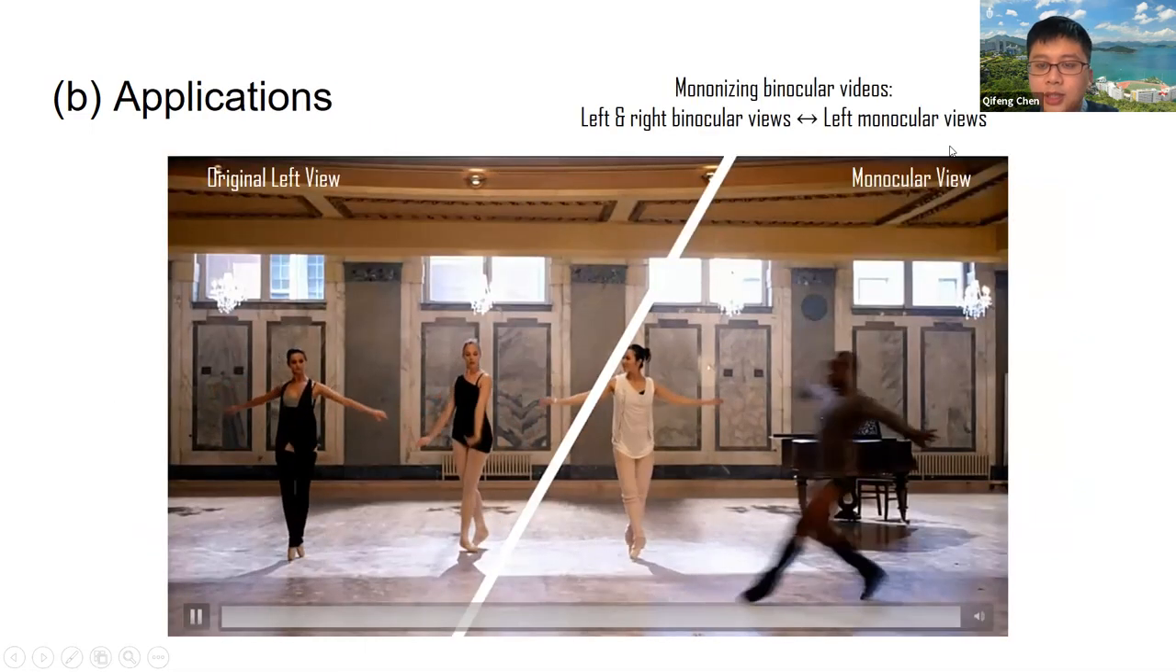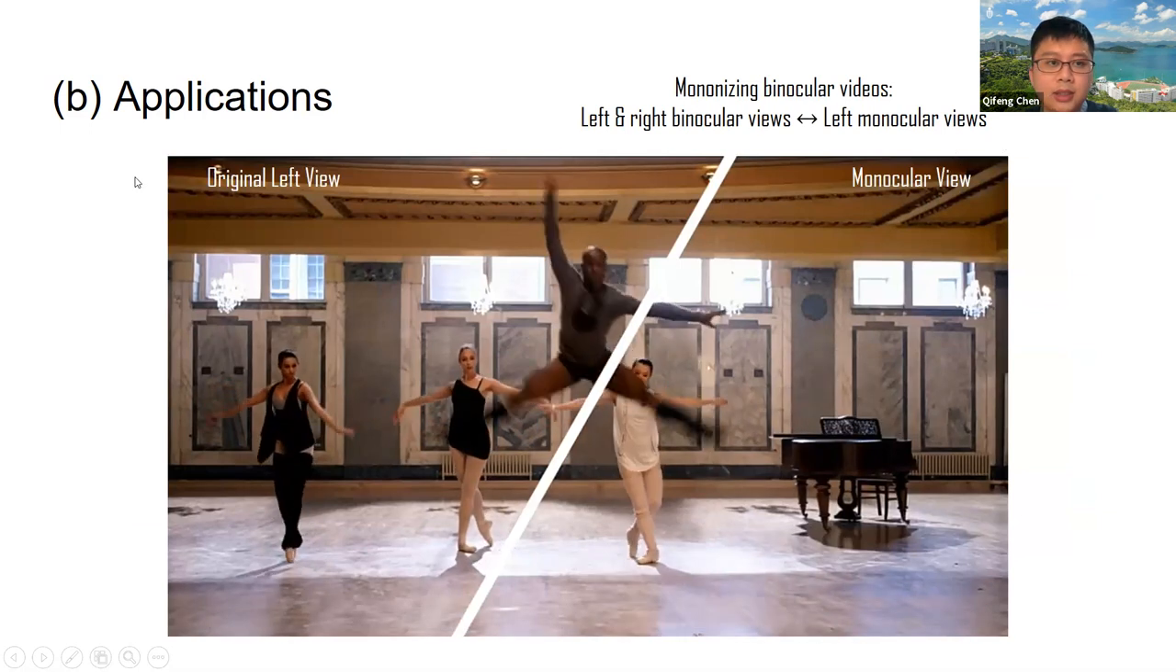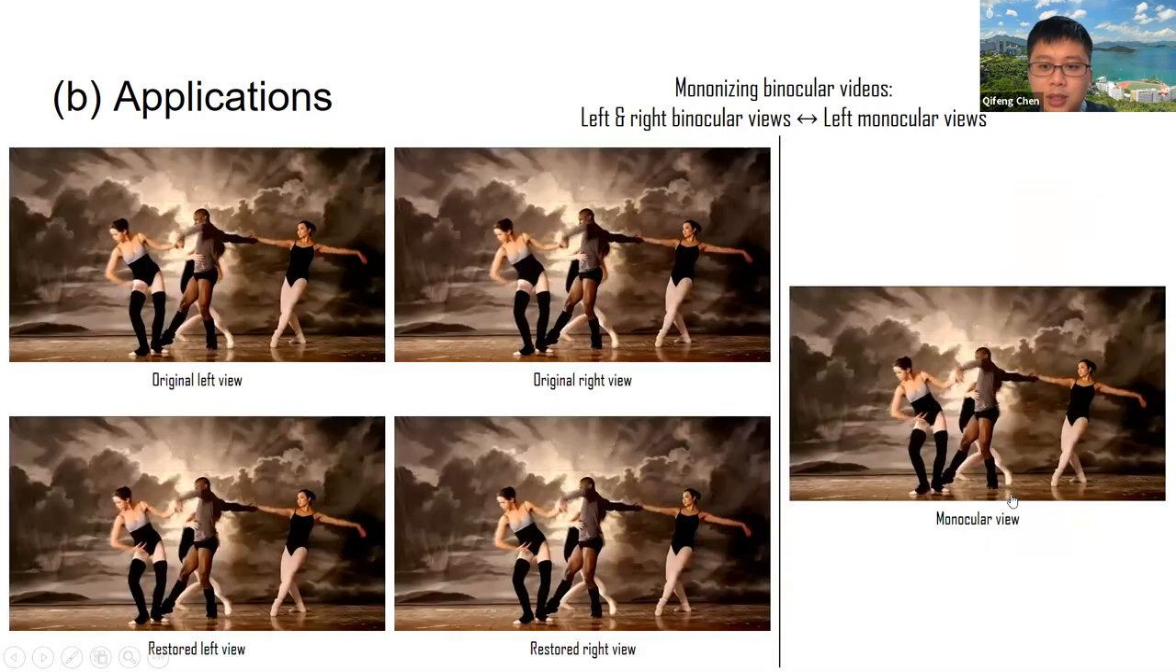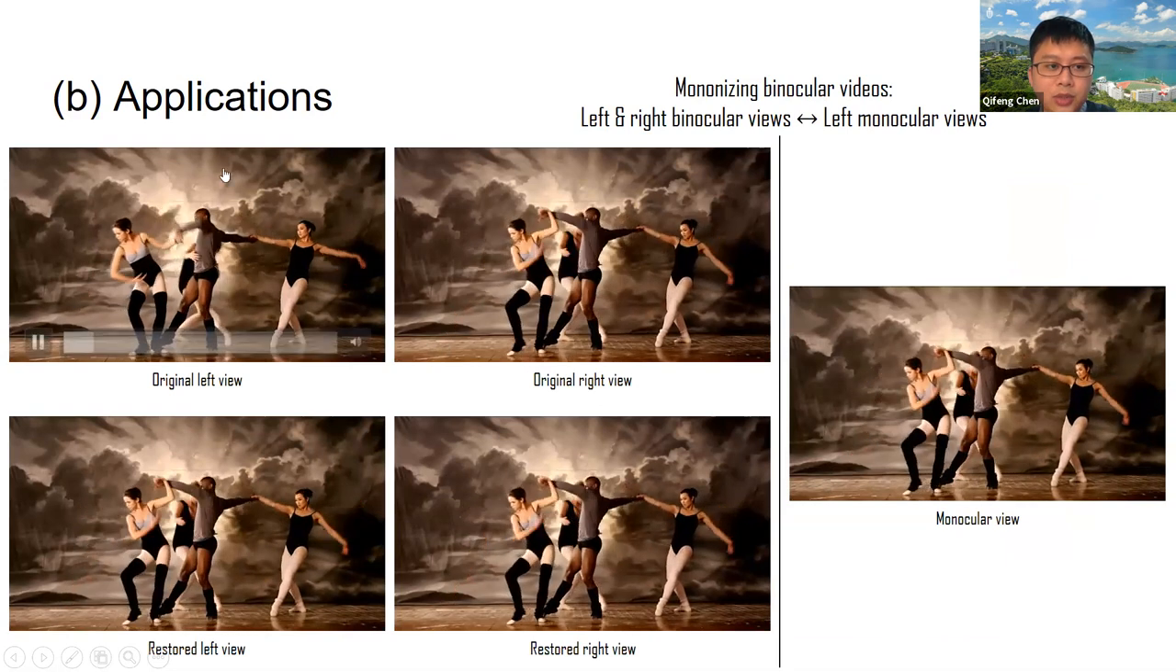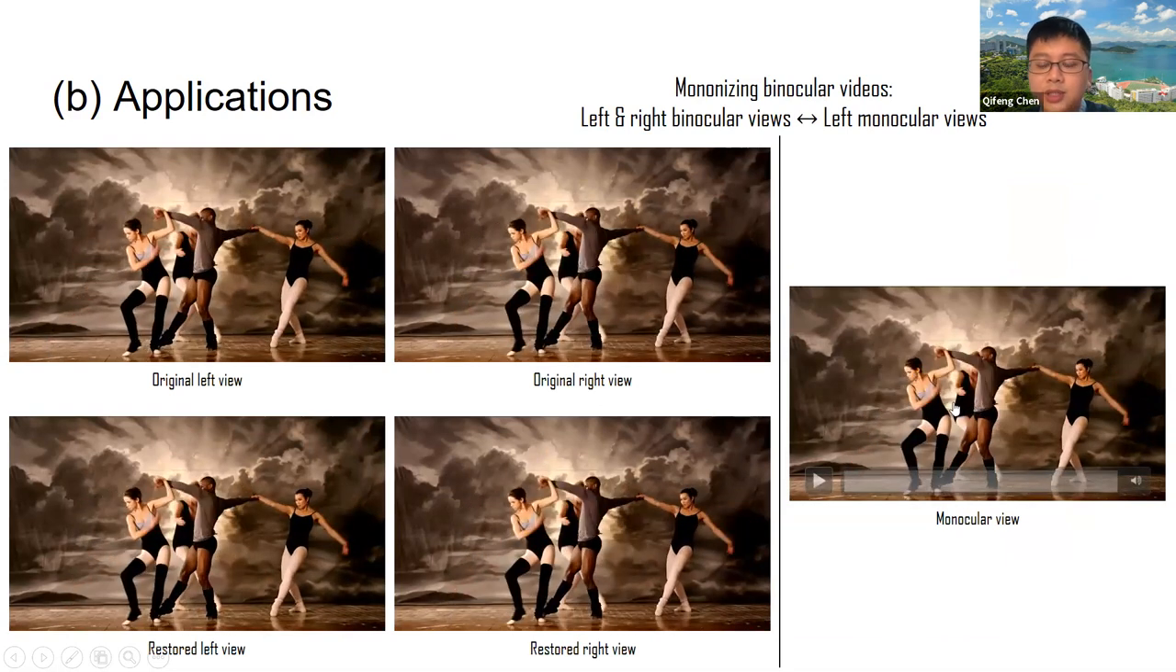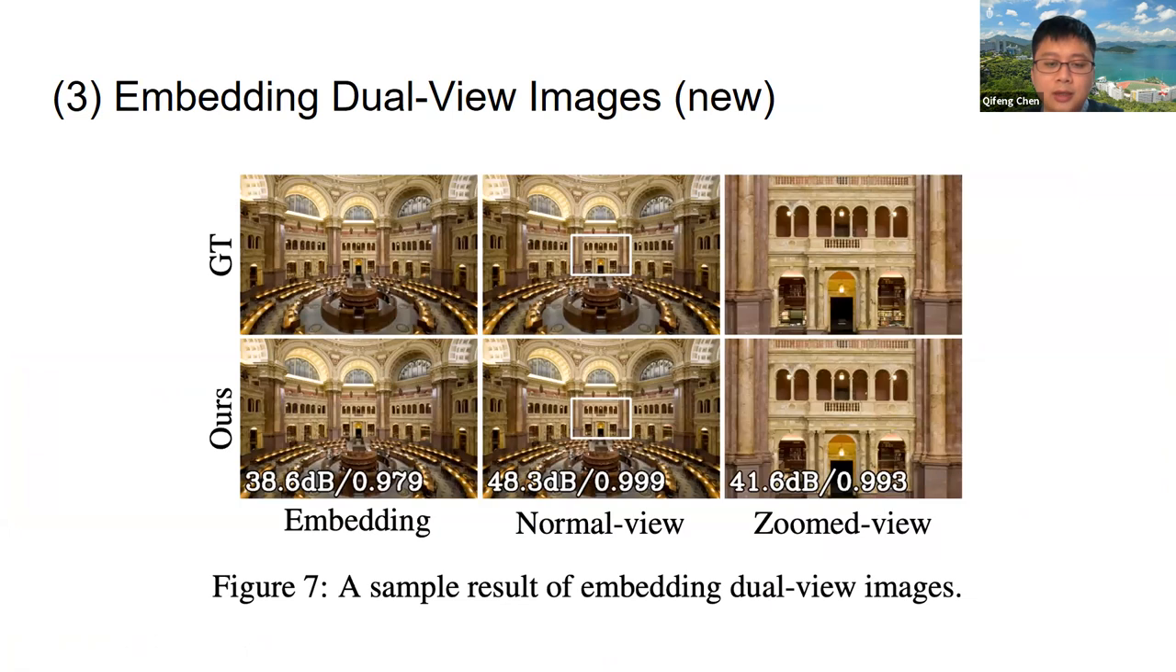And there is another application where we can inherently, so this is the original left view, original right view, and we only need to store the left view so that we can restore both the left and the right view for the video. And this is the dual view images. This dual image will contain both the original image and then the zoom in image here, which can be embedded in a single image.